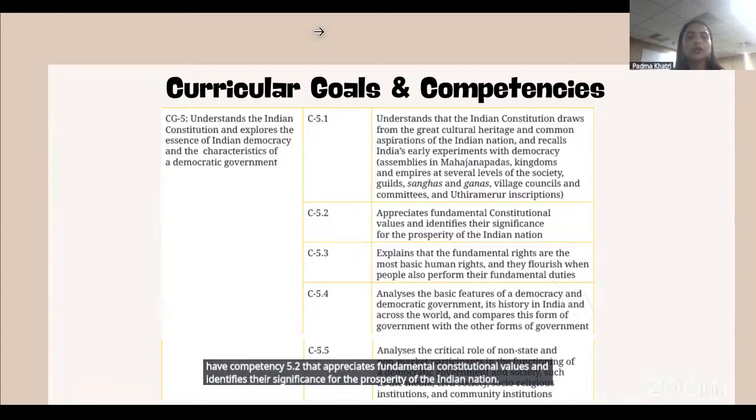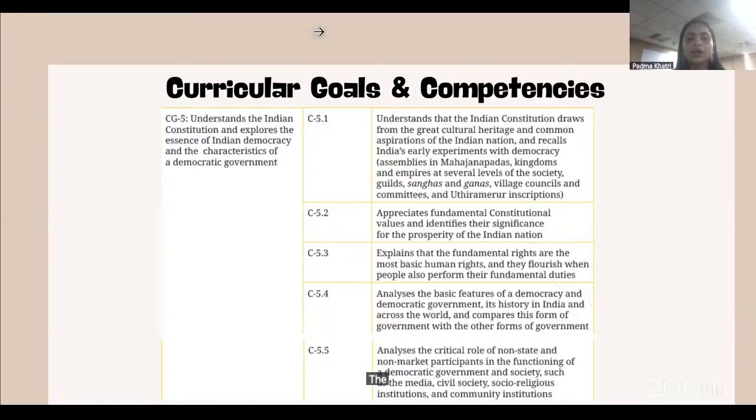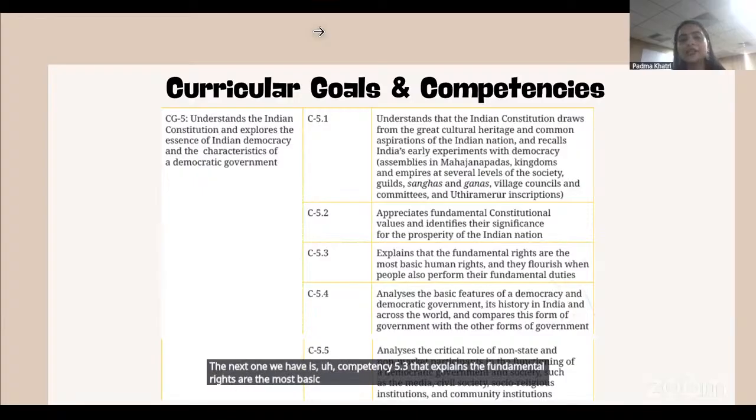So the students are going to learn about the constitutional values, and they will identify how they are important and significant for the growth of the Indian nation. The next one we have is competency 5.3, that explains the fundamental rights are the most basic human rights, and they flourish when the people also perform their fundamental duties. So basically, in short, they are going to learn about the various fundamental rights and their fundamental duties outlined in our constitution.